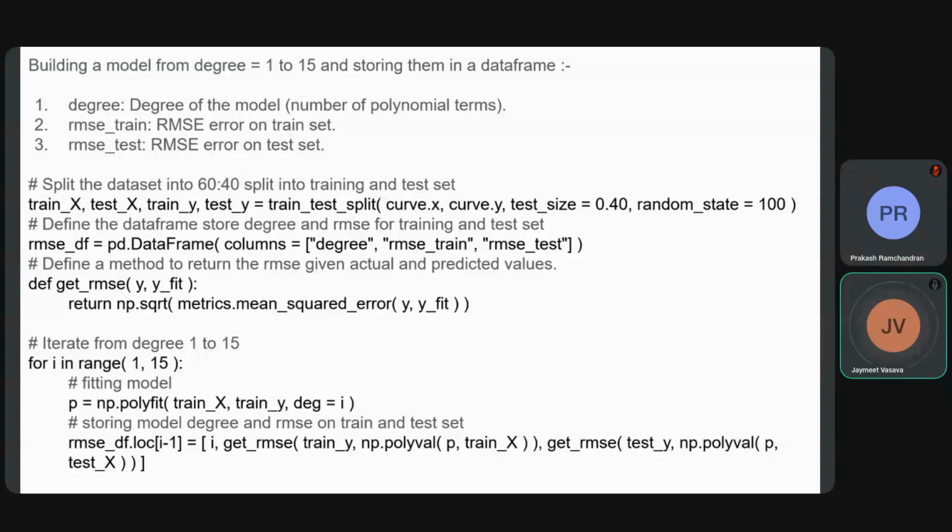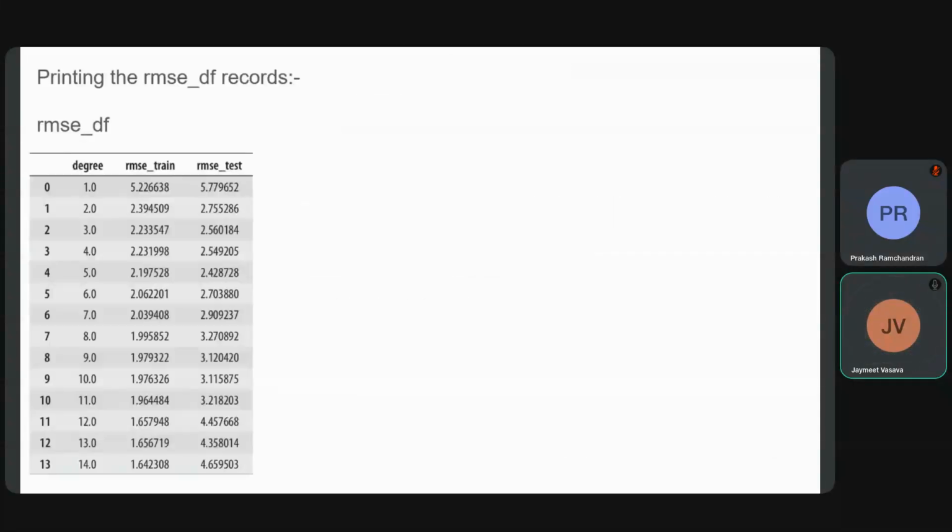So basically what we are doing over here is defining something called get root mean squared error, and iterating through the degrees 1 to 15, or 1 to 14 basically, for all the values of the degrees that it can have. So these are the values that we get for the root mean squared error df, for the degrees, for the train set and the test set.